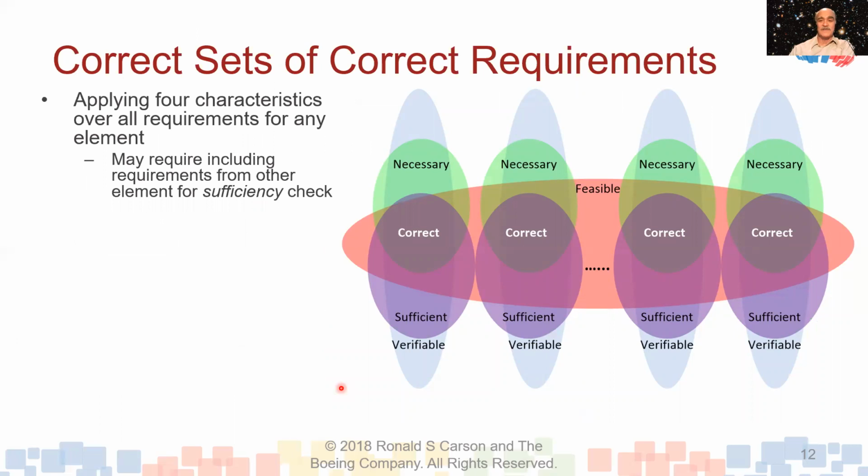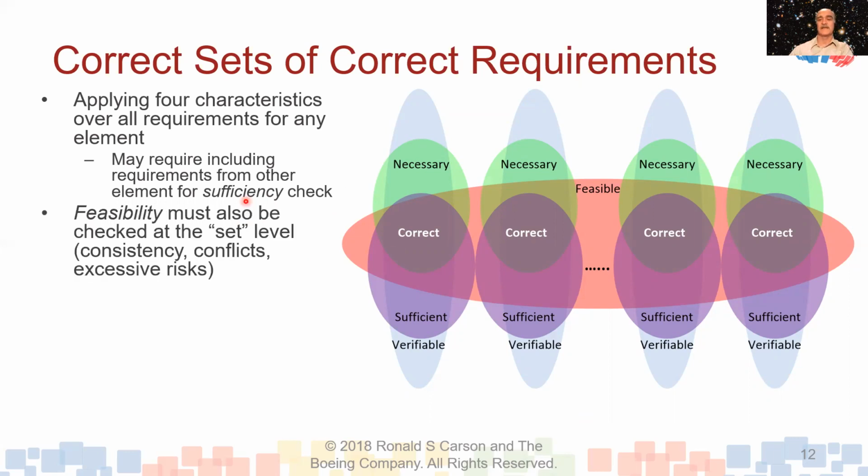So if we apply these 4 characteristics over a set of requirements, then what we have is a statement about necessity, sufficiency, and verifiability with respect to each requirement, and also a statement about feasibility across all requirements for a particular entity. So we may also have to include requirements from other elements as regards the sufficiency check. So there's a lot of cross-mapping. Requirements databases, requirements management tools can be very useful for helping us in this, but someone is still going to need to do the analysis to check for individual feasibility, combinational feasibility, and sufficiency with respect to the parent requirement. As I said, feasibility has to be checked at the set level for consistency and conflicts and excessive risks.